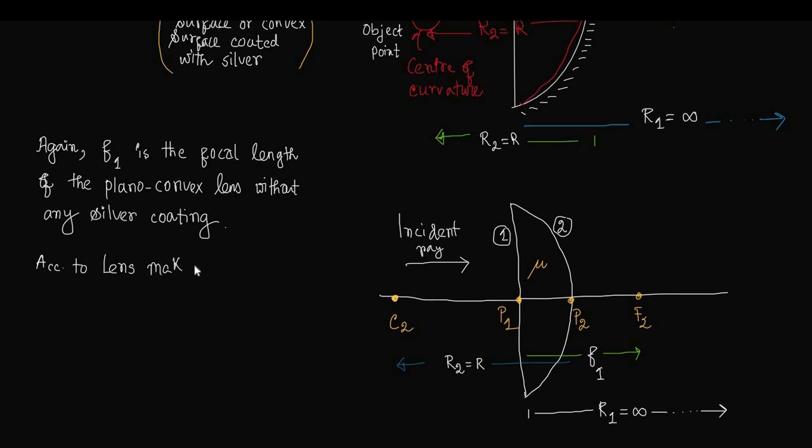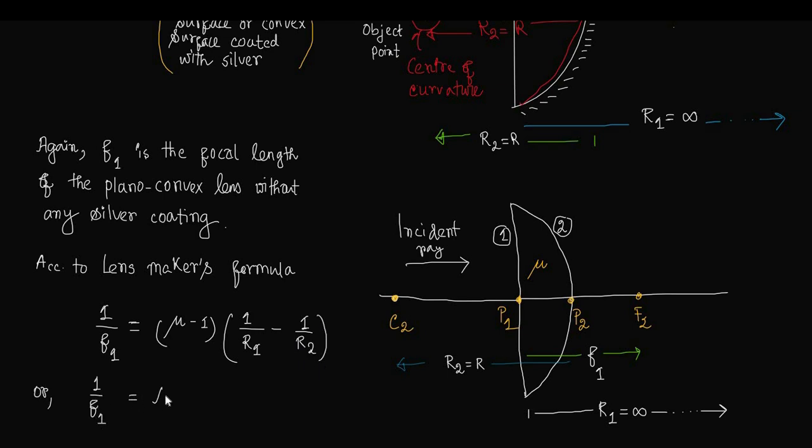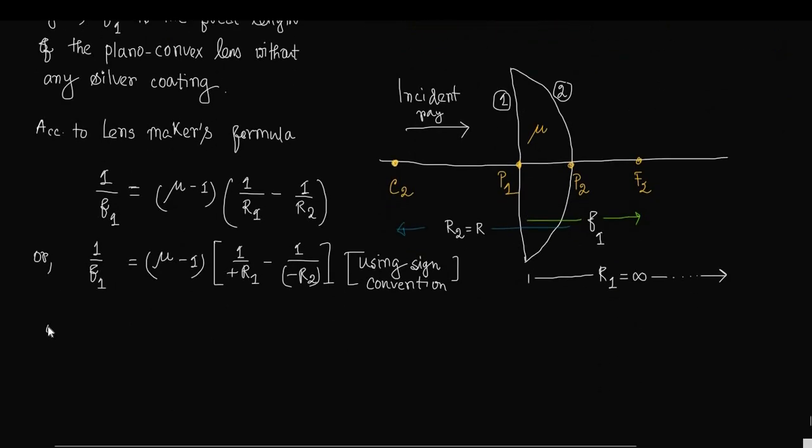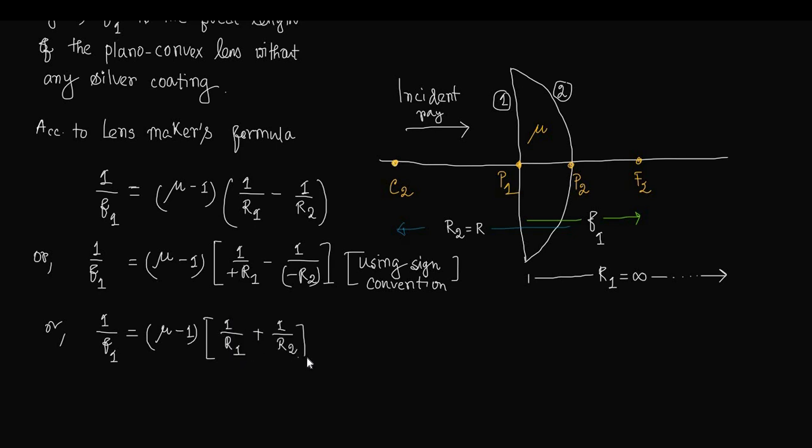According to the lens maker's formula, 1 by f1 is equal to mu minus 1 into 1 by R1 minus 1 by R2. Or, 1 by f1 is equal to mu minus 1 into the bracket 1 by plus R1 minus 1 by minus R2. Using sign convention, R1 is plus R1 and R2 is minus R2. Or, 1 by f1 is equal to mu minus 1 into 1 by R1 plus 1 by R2.